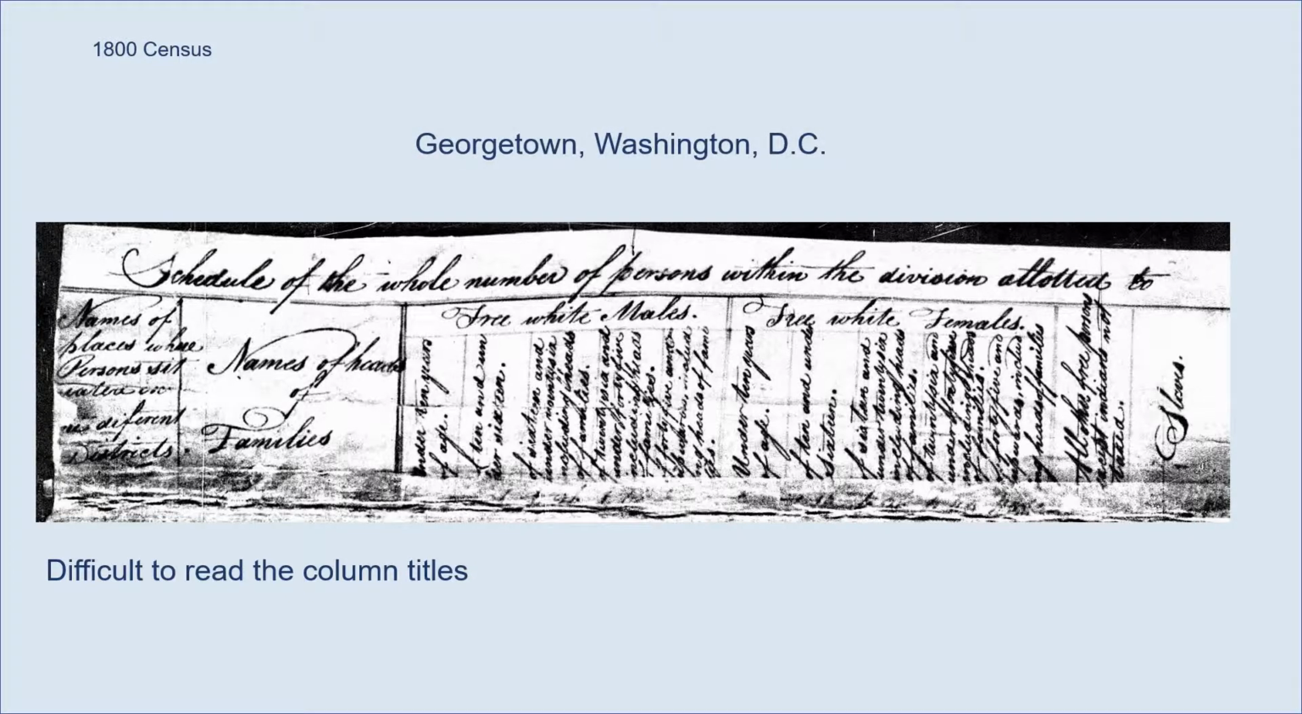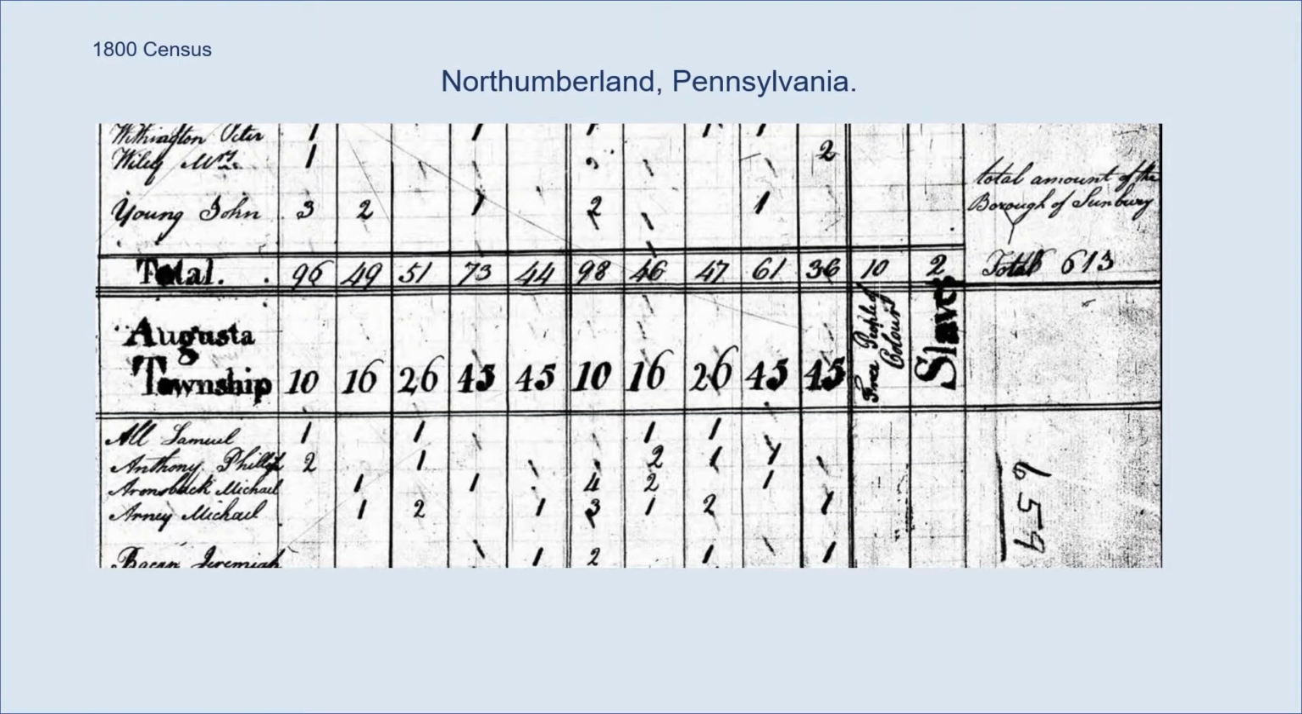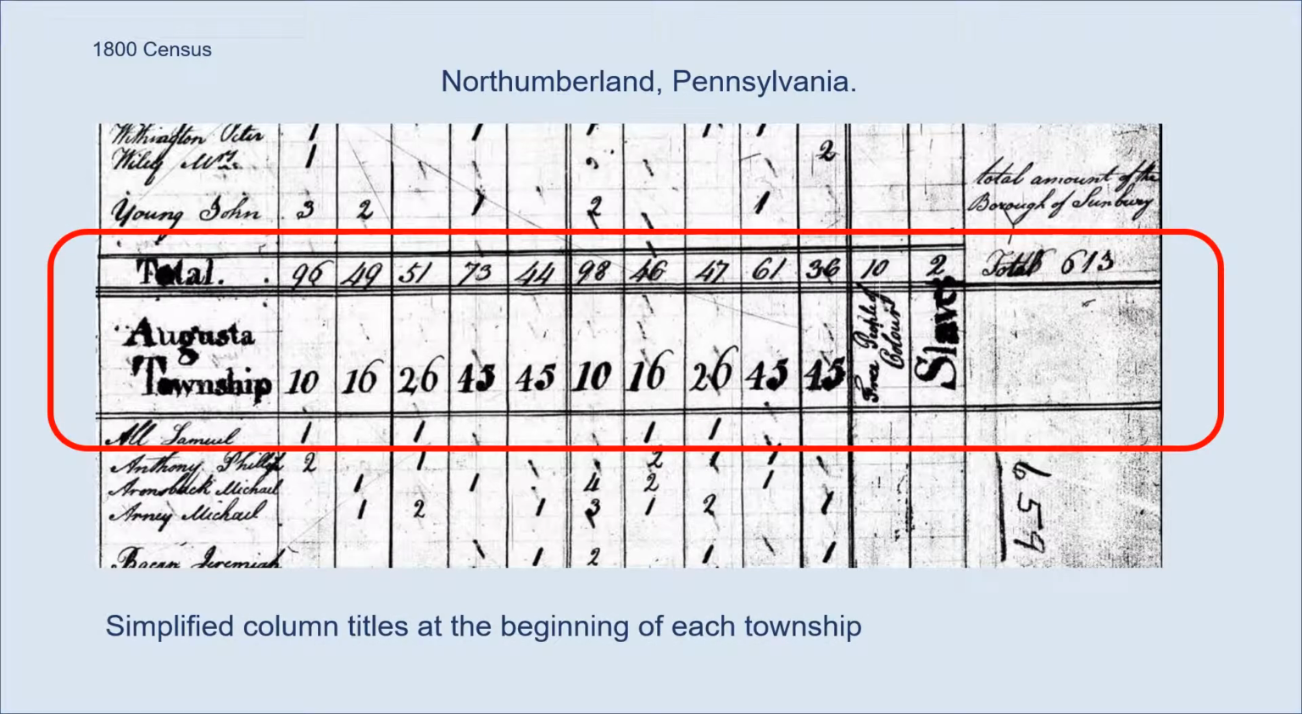This is from Georgetown, Washington, D.C. This is from Northumberland, Pennsylvania. This census taker created simplified column titles at the beginning of each township. This was clear and makes it easier to read what each column represents. Notice though that there are tick marks going the opposite direction that sometimes make it confusing. These are bleed through from other pages and should be disregarded.